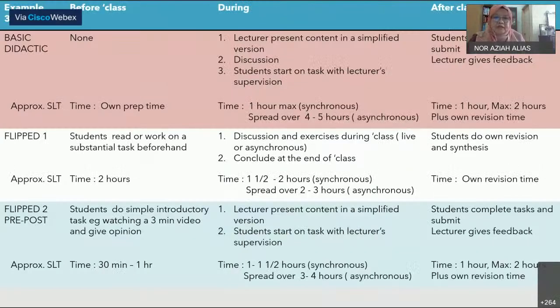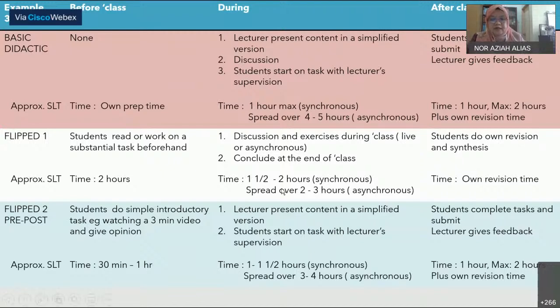So when we look at all these four, I went through some of the things that they are doing. We found, okay, we can do this, but we try to calculate the hours. For example, if you are going to give them a lot of things at the end, after class, try to limit the prep time before. That's what we are suggesting to lecturers in UiTM. So you can flip maybe substantial tasks, 2 hours, but after that, we do not give them anything so that they have their own division time.